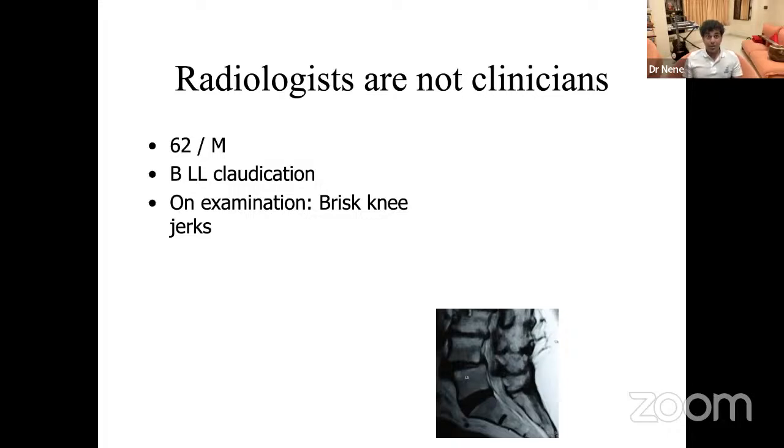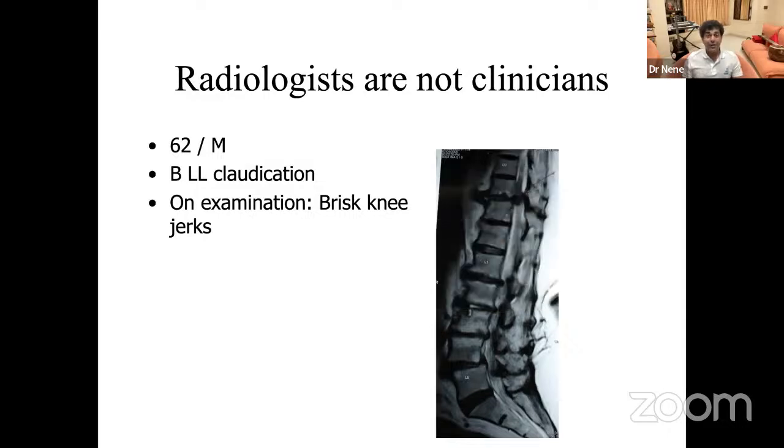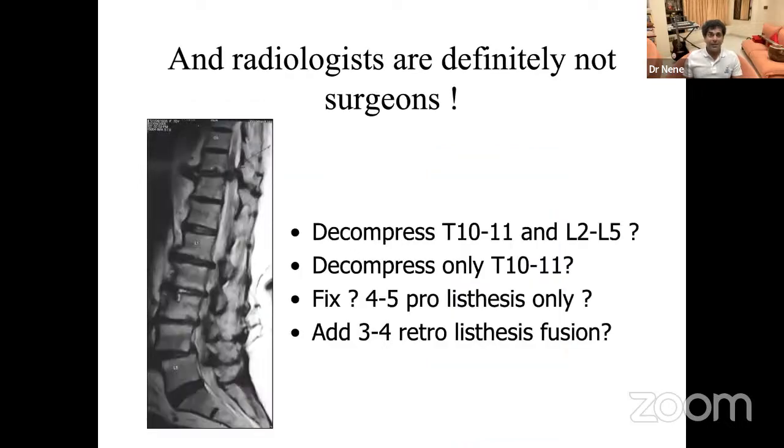But this person on clinical evaluation had brisk knee jerks. So really, this is not even the MRI that you should have done. You should have asked for a higher MRI scan. But the radiologist is not going to say that. He's going to say, okay, there's lumbar stenosis. And then you just read the report, and as a clinician, you don't use your mind, and you'll end up doing a lumbar decompression, which will fail. And then they're definitely not surgeons.